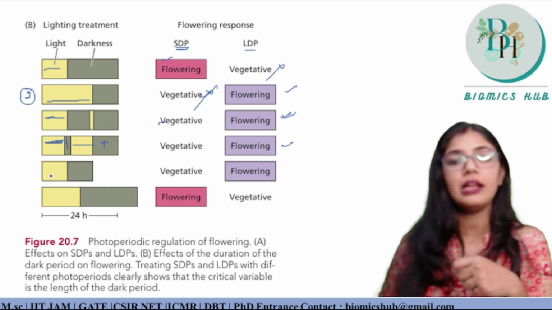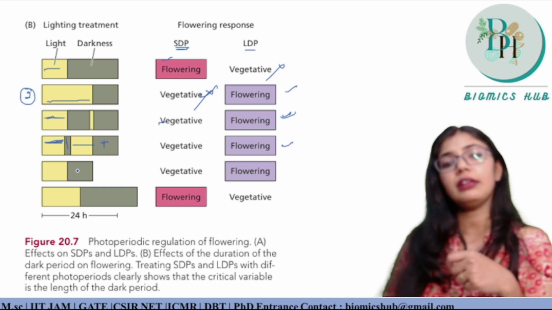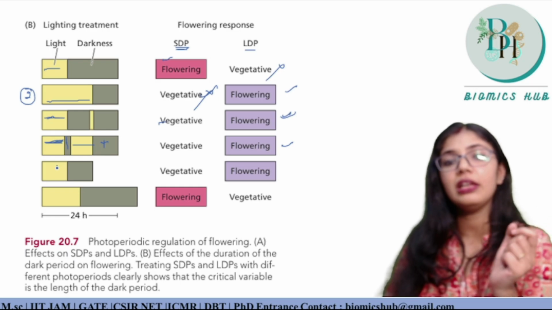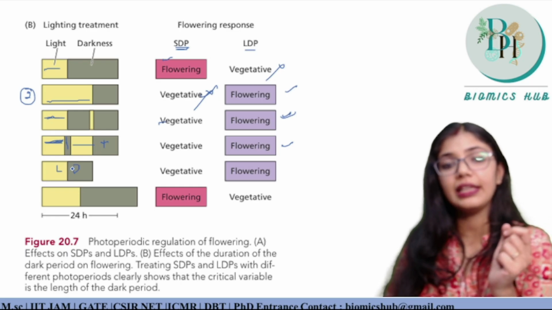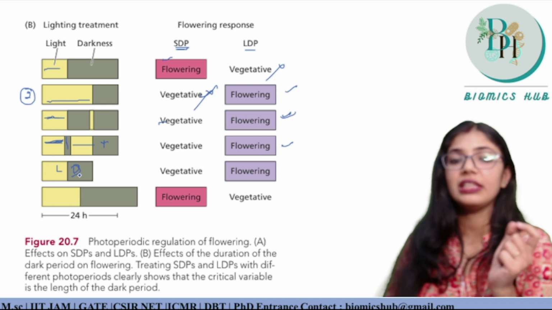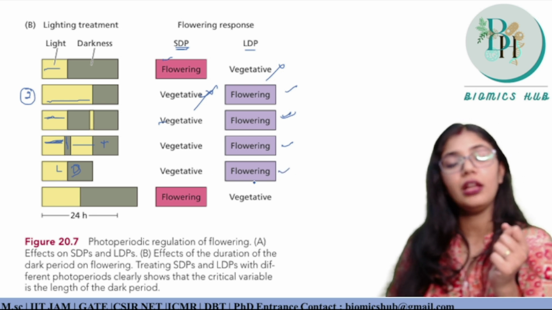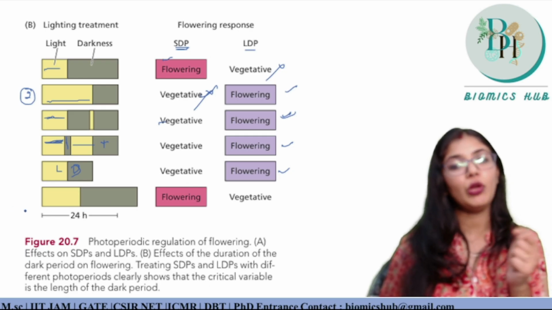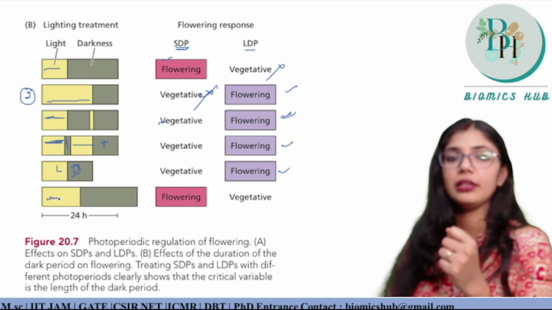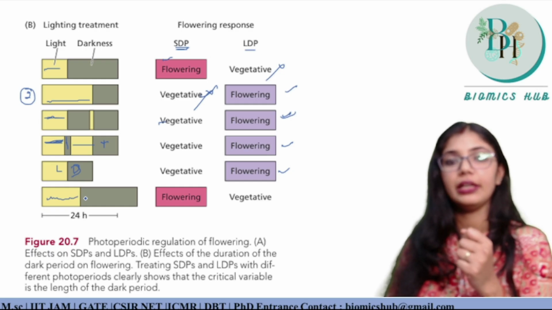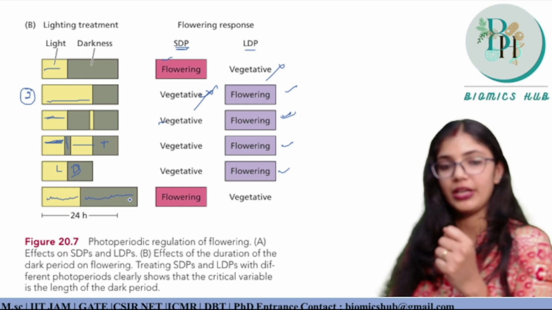Now here we can see that the comparison is between the light and darkness. Here the darkness is less, or we can say there is an equal amount. During this condition also there will be flowering in the long day plant. Okay, now next, here we can see the light condition is less, but the dark condition is extending.